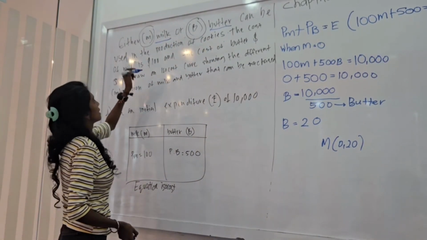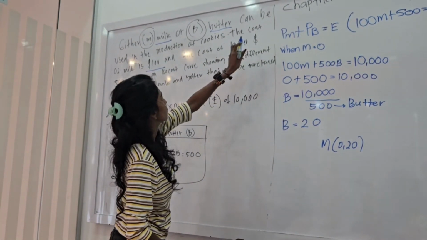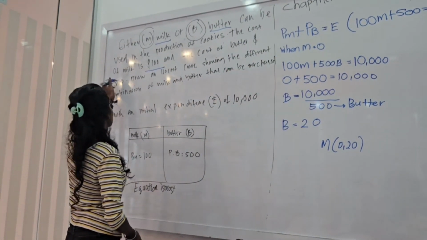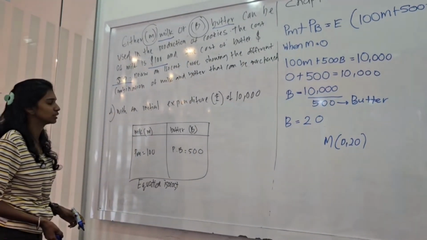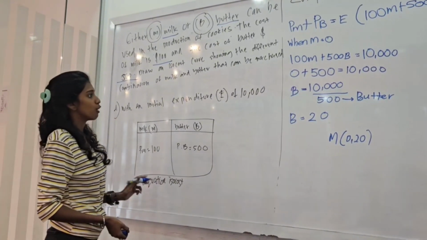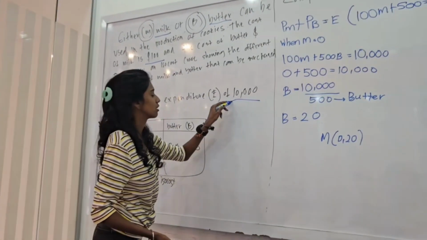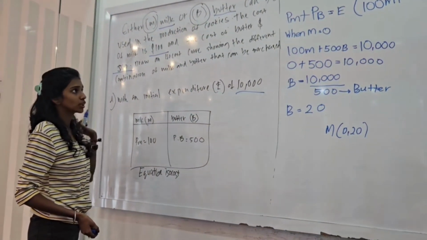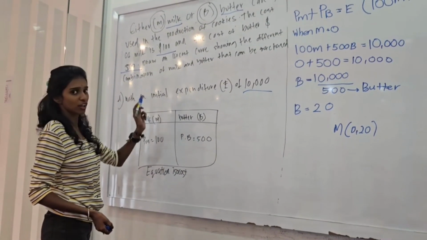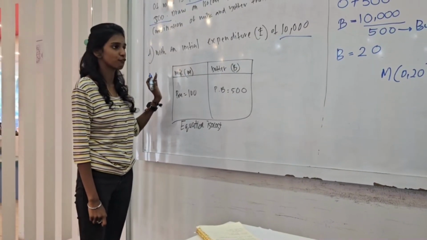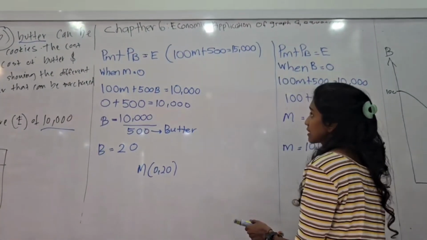The price of the milk is $100. The price of the butter is $500. So the first question is with an initial expenditure E of 10,000. The expenditure of this production is 10,000. So we want to calculate the expenditure of the production. This is the table of equation of isocost. So we want to see the method we use to calculate this.